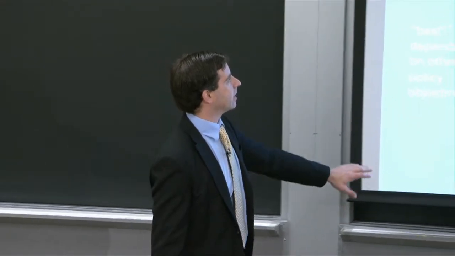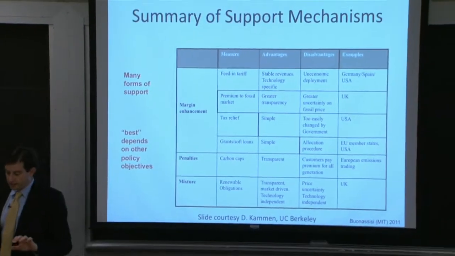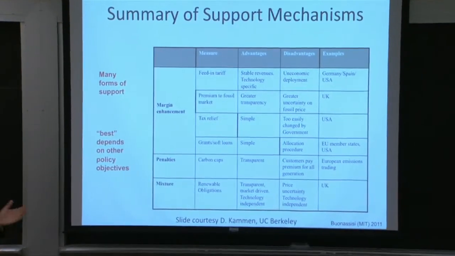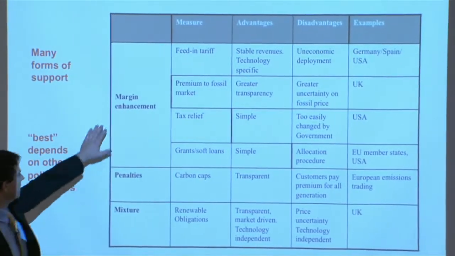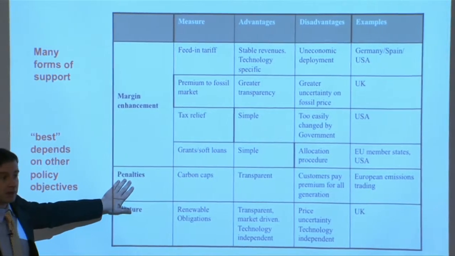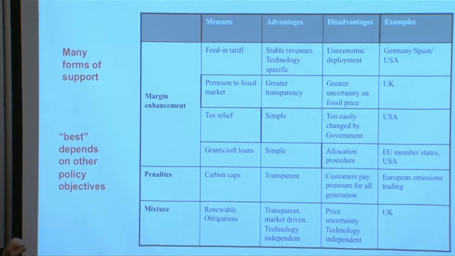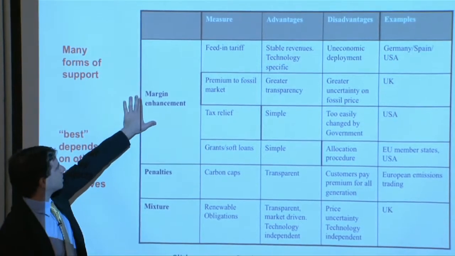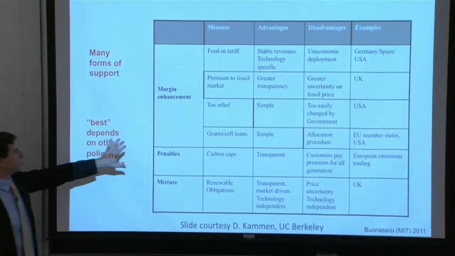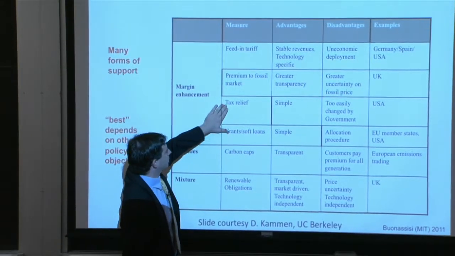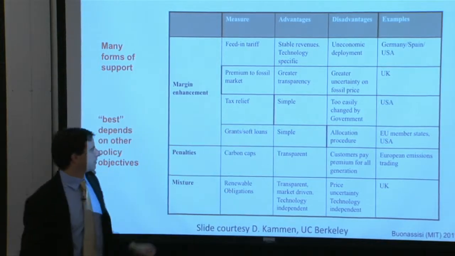So there are a variety of different support mechanisms, a variety of different subsidies in different countries and different states within the United States. You can think about these as the carrot, the stick, and the hybrid. The carrot meaning the margin enhancement, the stick being the penalty if you produce too much carbon, for instance, and some mixtures between the two. So in terms of margin enhancement, the carrot, what mechanisms exist? Let me break it down very simply into two categories. We'll look at what the United States has mostly done, which are tax relief and grants and soft loans.